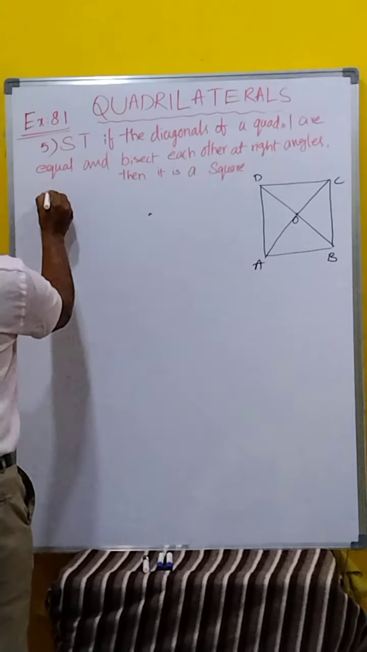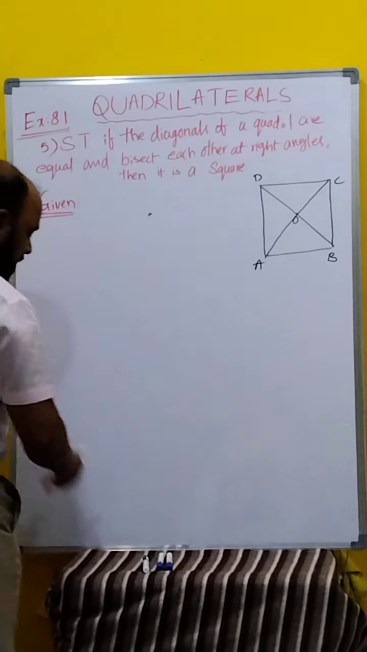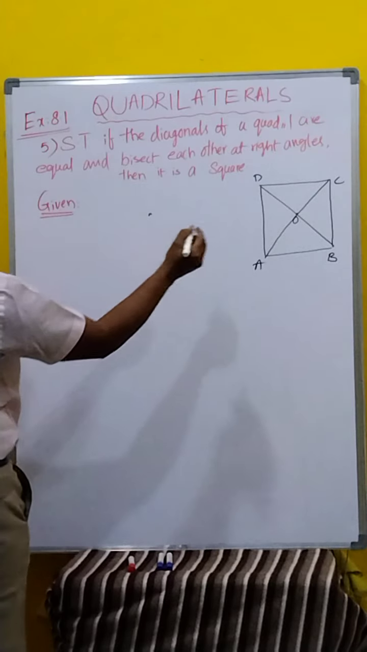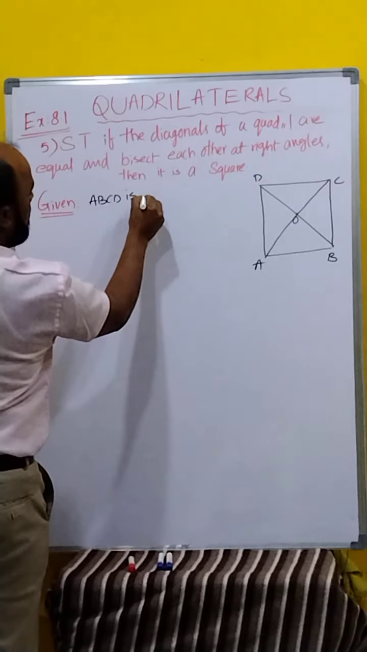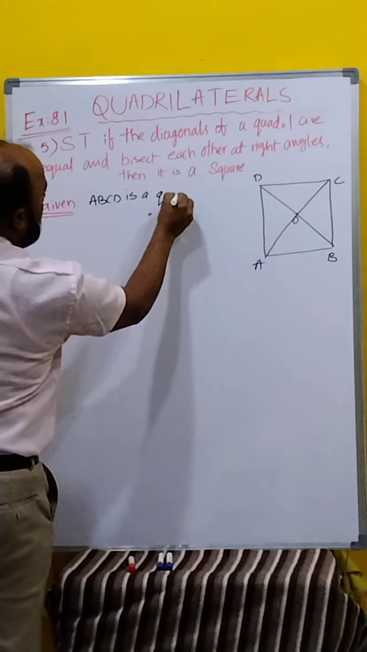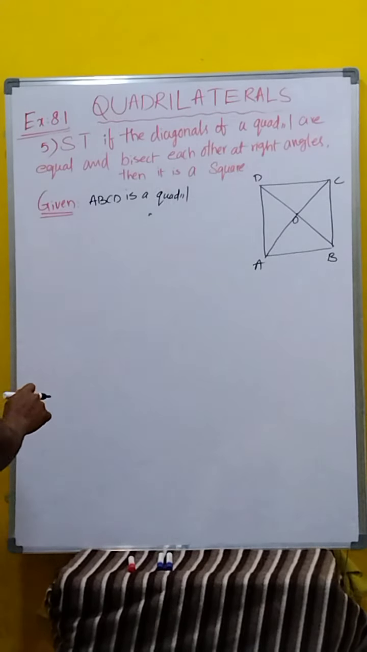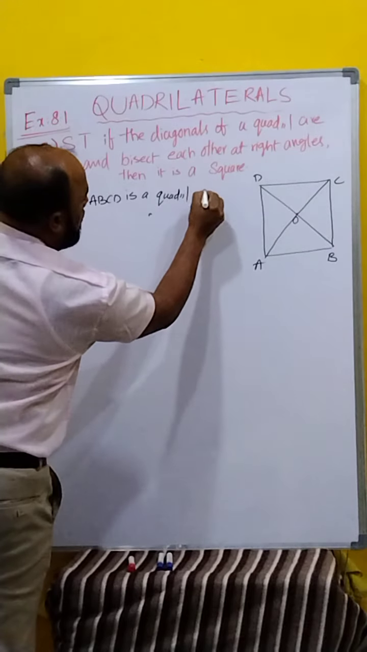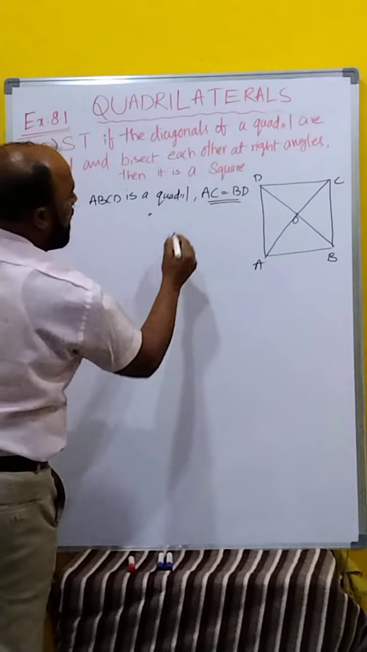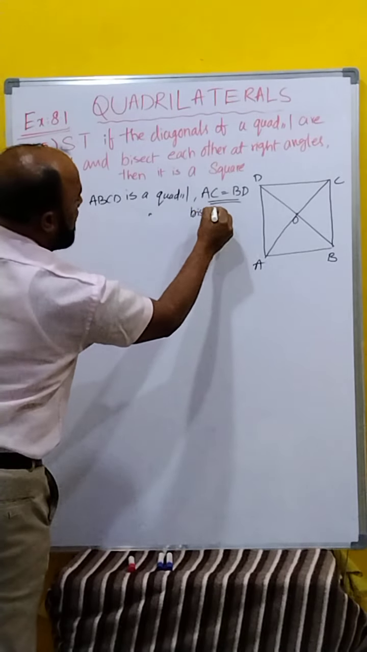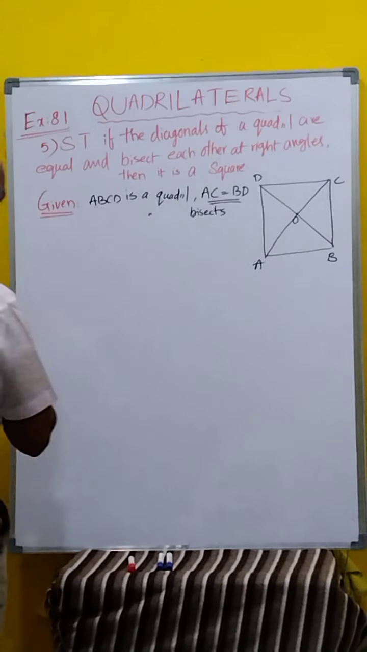First part is given. What is given in this? Given, ABCD is a quadrilateral. Then ABCD is a quadrilateral and diagonals AC is equal to BD, and both diagonals are bisecting. Clear children? Now what is next one?